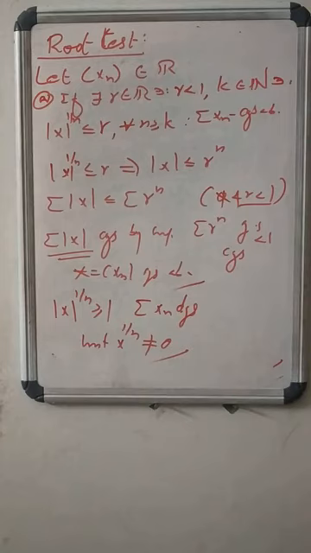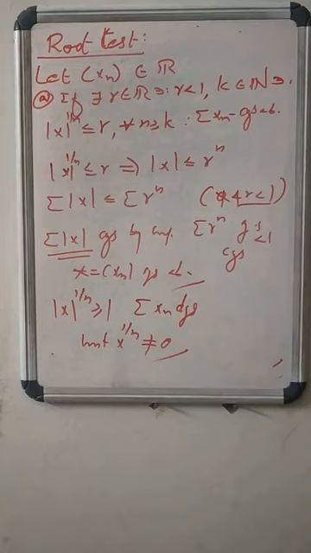So if xn is a sequence of real numbers and mod xn power 1 by n is less than or equals R, with R less than 1, then sigma xn converges absolutely. If mod xn power 1 by n is greater than or equals 1, then sigma xn diverges.